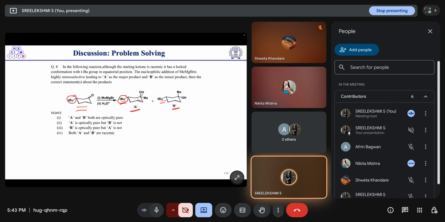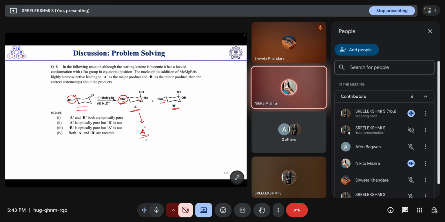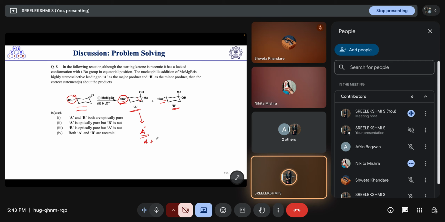So racemic means we have an equal mixture of both enantiomers. For example, if we consider this A, what will be its enantiomer? Maybe we can call it A prime. So its enantiomer will be exactly the mirror image of this one. That means this tertiary butyl group here is equatorial, in the mirror image it will be axial, and this position will also change. Methyl will go axial, hydroxyl will come equatorial. So that is the exact mirror image of A, which is A prime. If we have A and A prime together in an equal ratio, we will call it a racemic mixture of A.